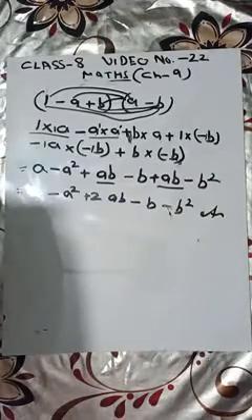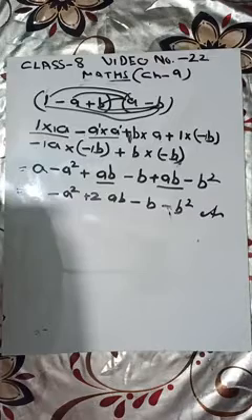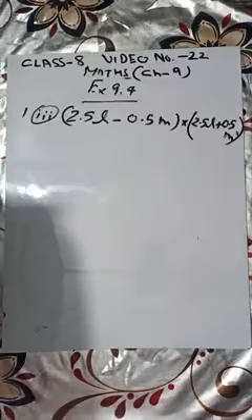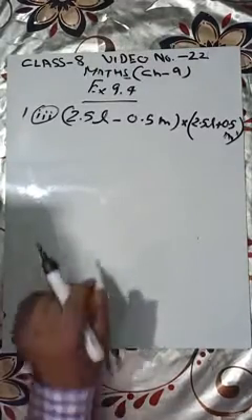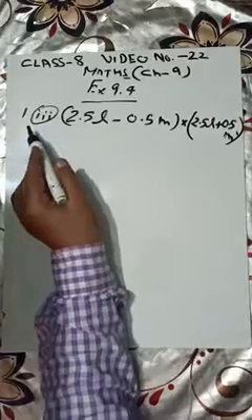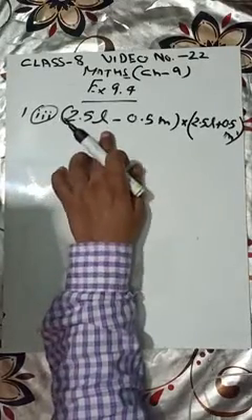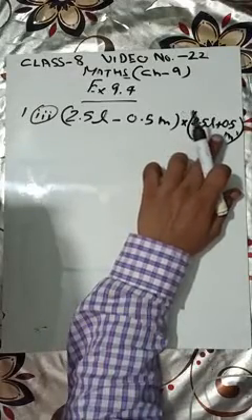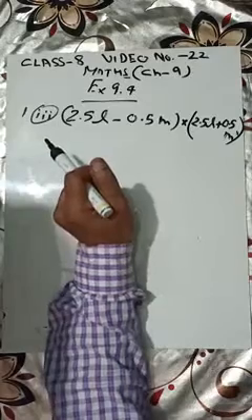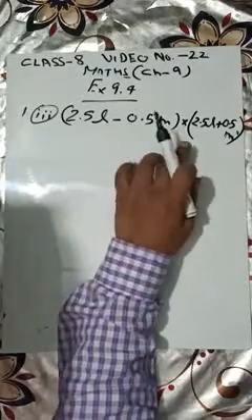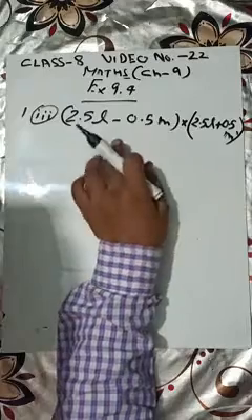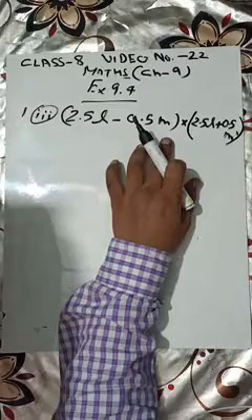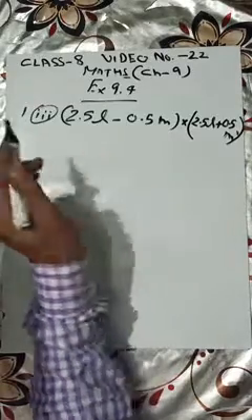So children, likewise you can do questions from 9.4. Let us take a few questions from 9.4. Here it is exercise 9.4, question number 1, third part. 2.5 l minus 0.5 m multiplying with 2.5 l plus 0.5 m. Okay, we can identify the identity over here, one formula is also there, but we will not use this. Let us first do the ordinary multiplication.